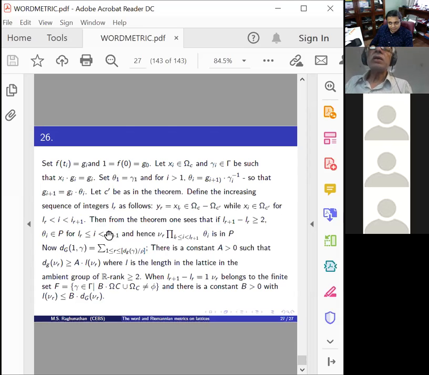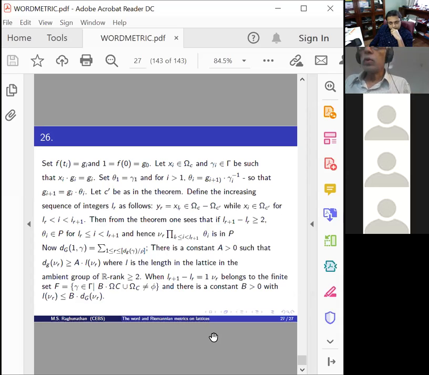Now, d_G(1, gamma) is the sum of this. There's a constant a greater than 0 such that d_G(nu_R) is greater than a times L(nu_R). This is what I've just now said, and it's true because for the parabolic group, we proved this statement, or at least stated the statement in the ambient group.